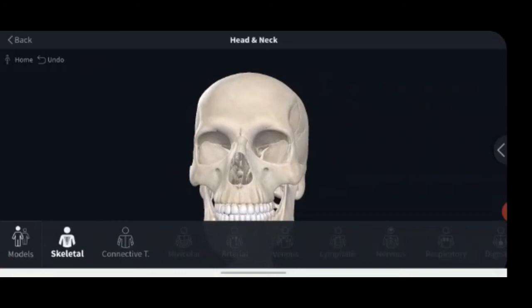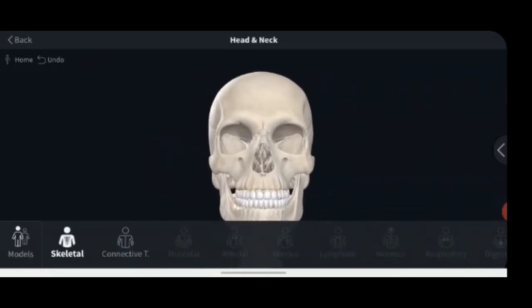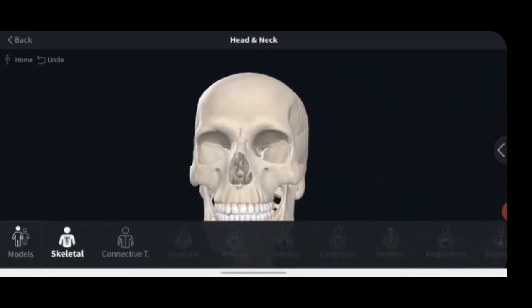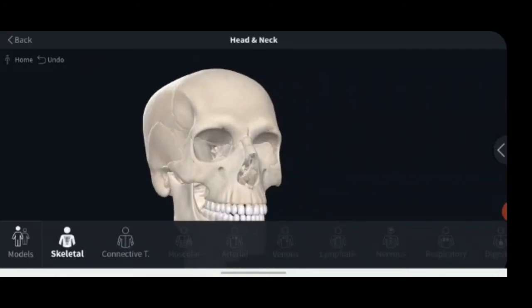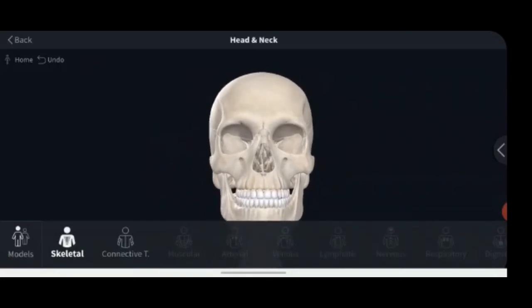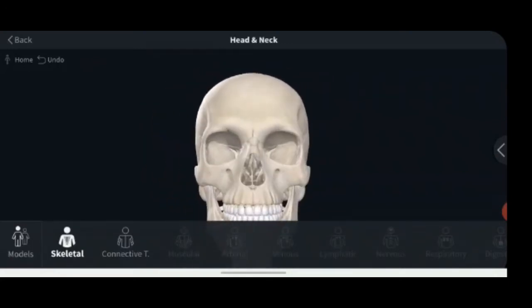Moreover, air in the tympanic cavity and mastoid antrum within the petrous part of the temporal bone is brought from the nasopharynx through the auditory tube to maintain the equilibrium of pressure between both sides of the tympanic membrane. So that completes the types of the cranial bones.